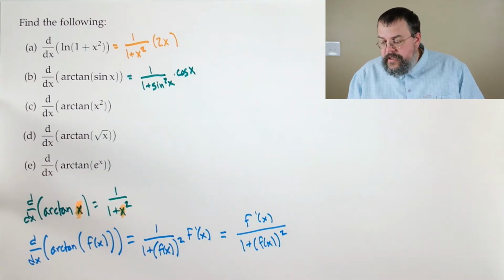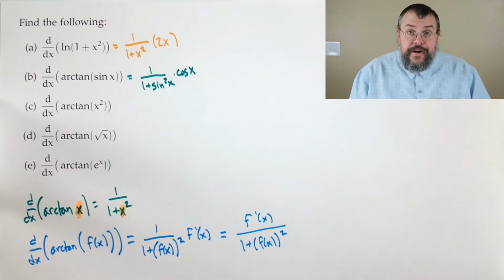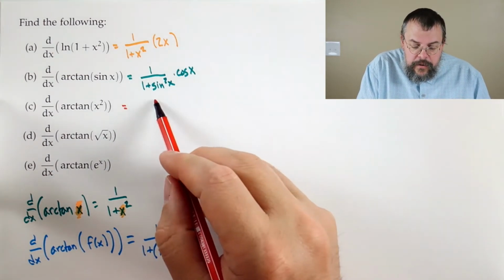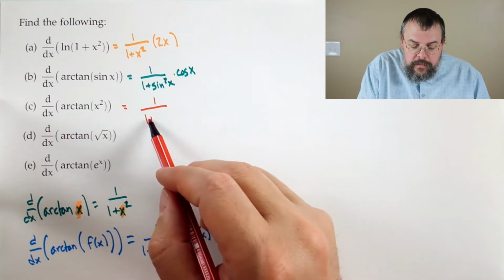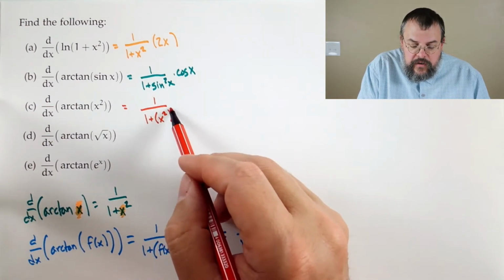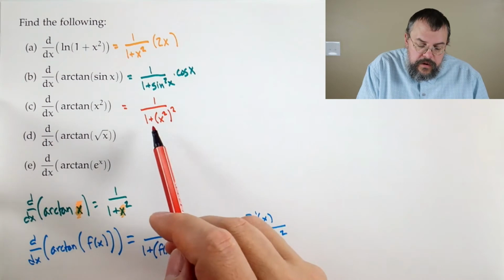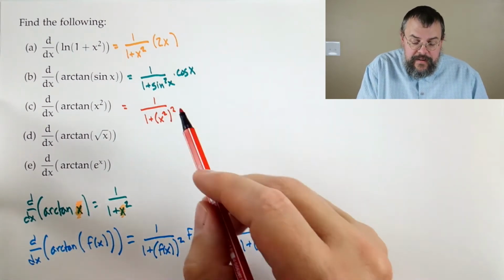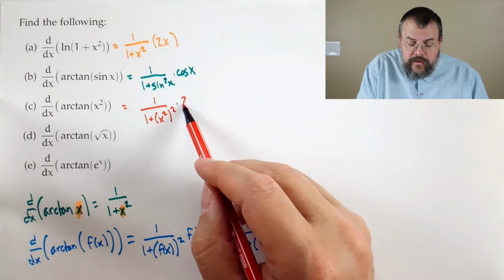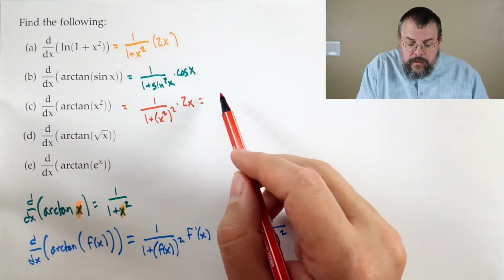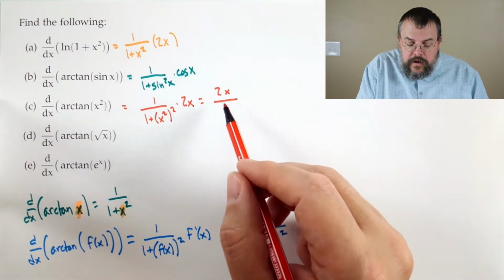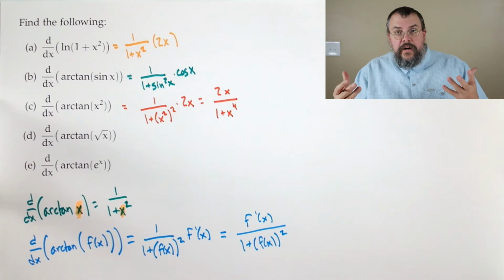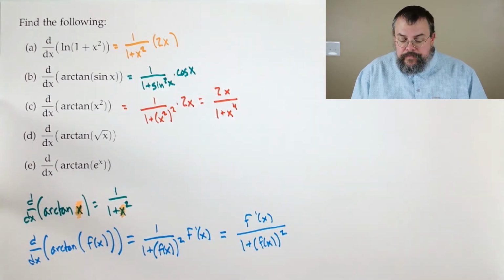Well, let's try another one. Okay, part C: arctangent of x squared. What would that be? 1 over 1 plus x squared squared, right? So it's 1 over 1 plus whatever you have on the inside squared, times the derivative of the inside, so times 2x. We could write that as 2x over 1 plus x to the fourth, because x squared squared is x to the fourth.